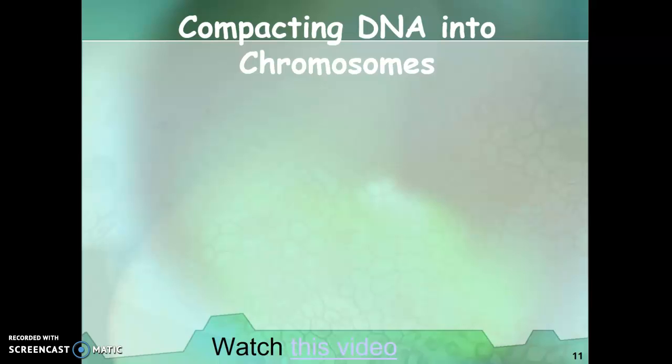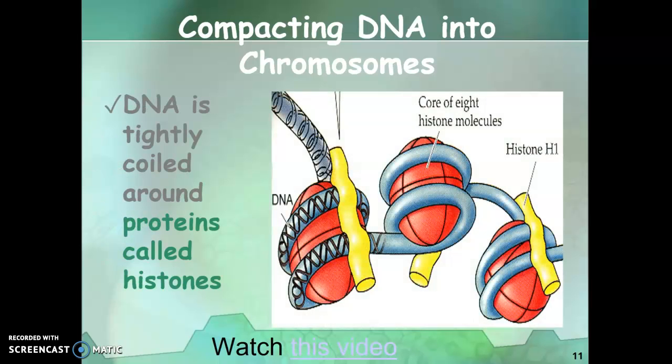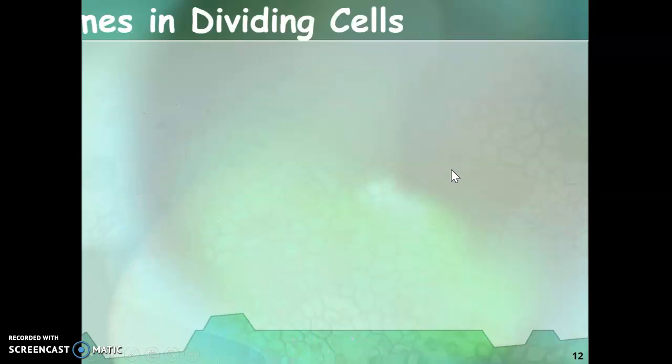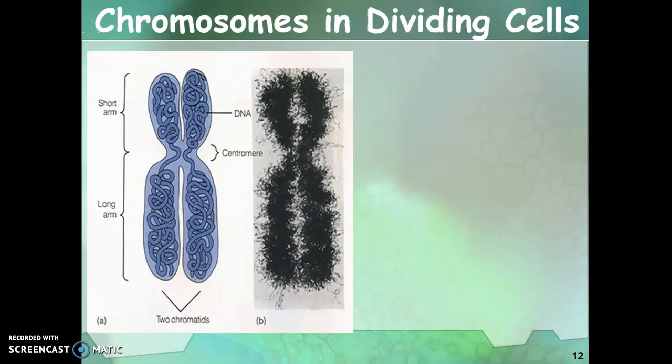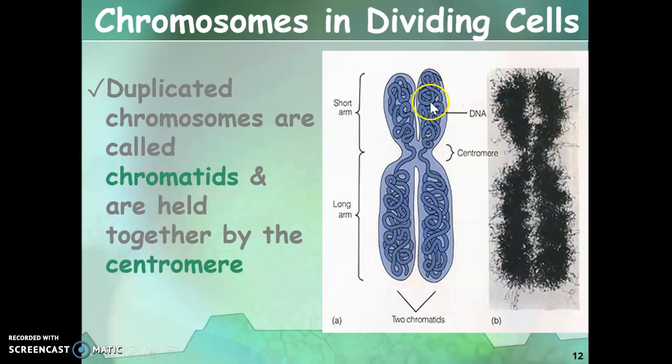However, before cell division, the DNA gets very tightly packed. First of all, it gets wrapped around protein beads, which are called histones, and then it gets coiled up around these histones, and this then coils up further and coils and coils and coils. We call that supercoiling, until we get quite compact structures, which we call chromosomes. So that's what it looks like when we look at it under a microscope.